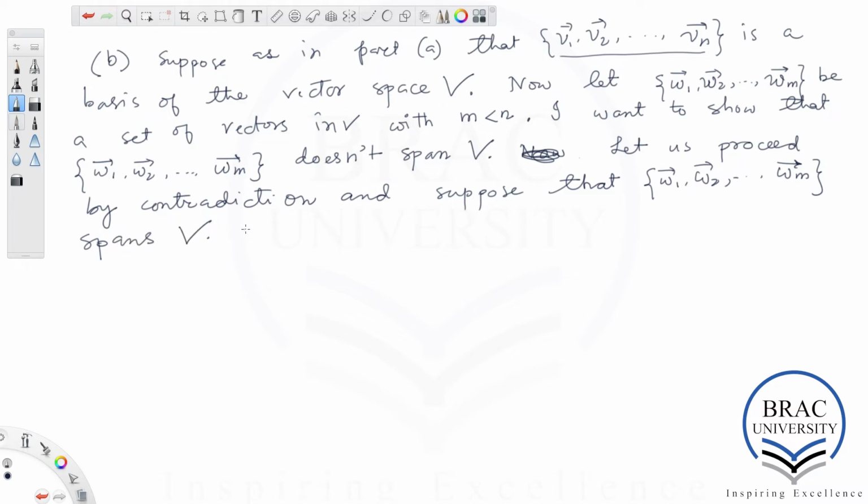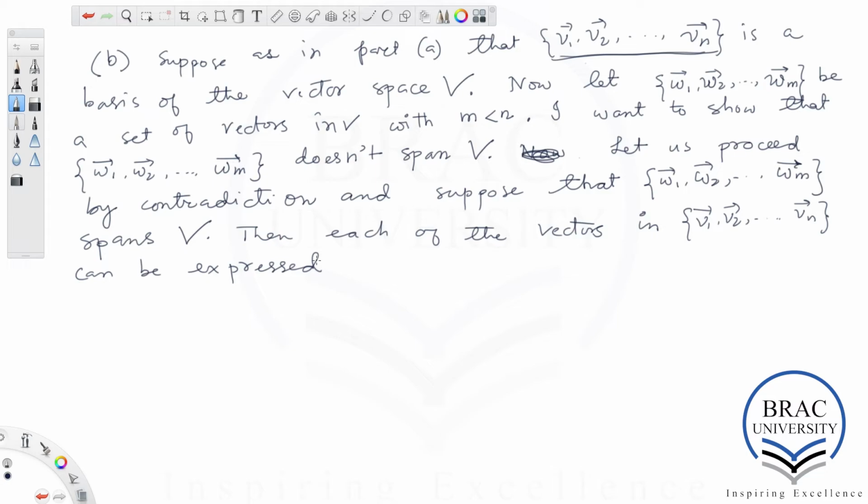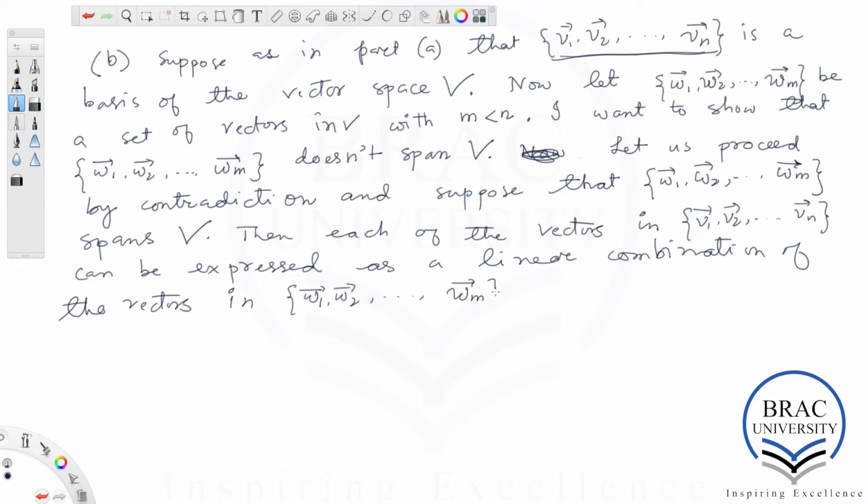Okay, then each of the vectors in V1, V2, all the way up to Vn can be expressed as a linear combination of the vectors in W1, W2, all the way up to Wm. Okay, it follows from the definition of the subspace spanned by a given set of vectors.